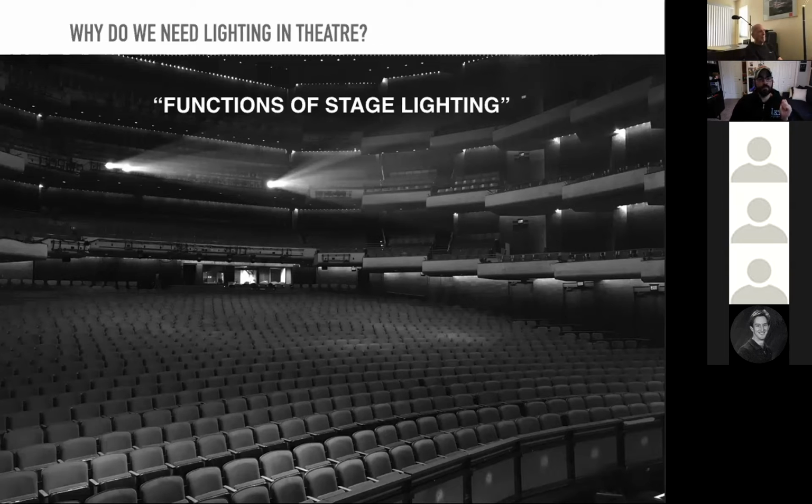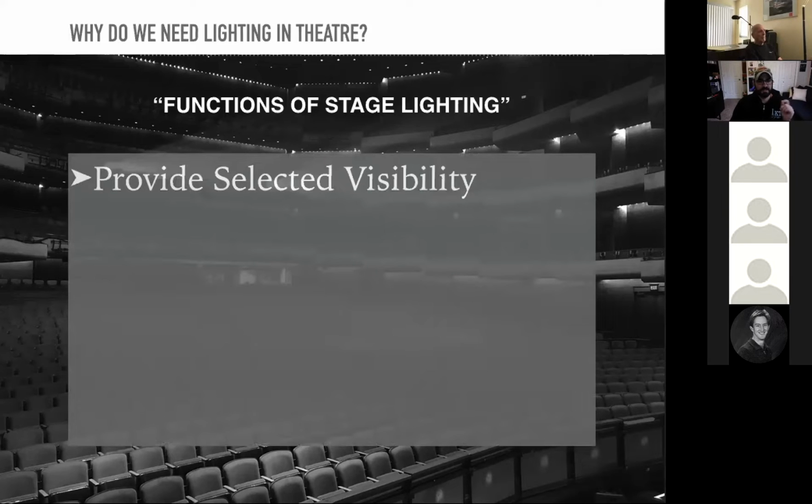The number one function of a stage lighting designer, or of using stage lighting, is to provide selected visibility to our stage. It's what we can see, but just as importantly, things that we can't see. As a lighting designer, we are directing the audience's eye where to look. I'm telling you, I want you to look here, but I don't want you to look over here. The next thing would be setting a mood, setting an atmosphere.